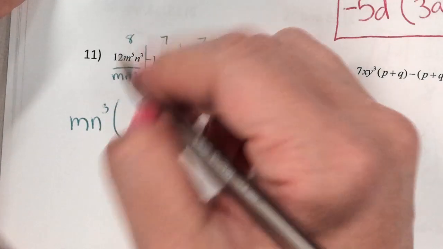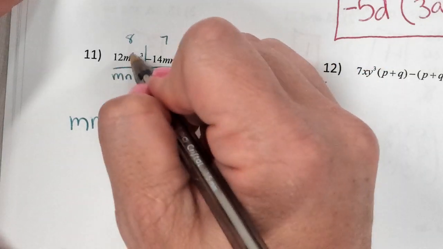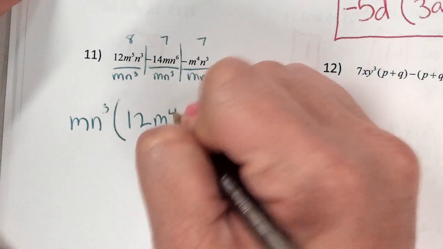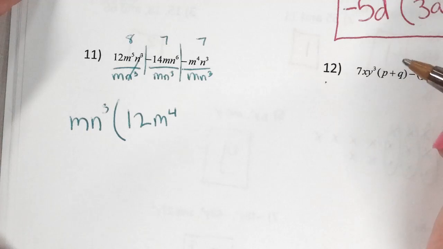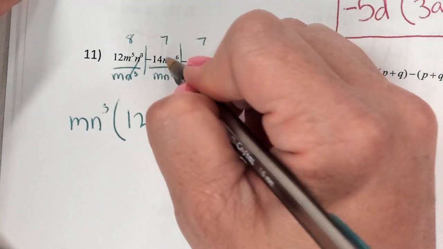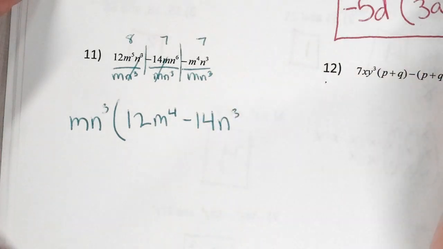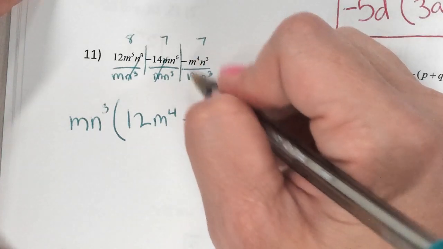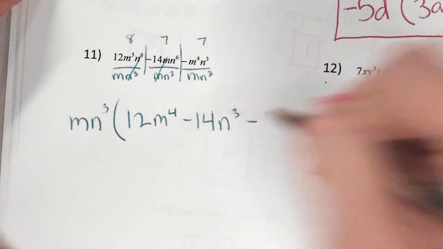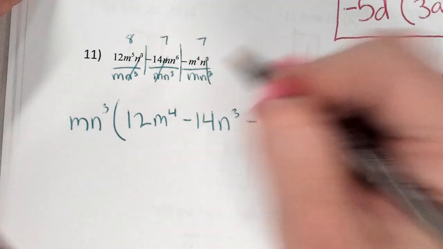Okay, so again, your coefficients are going to stay the same because we didn't take anything out. 5 minus 1 is 4. 3 minus 3 is 0 n's. Okay, negative 14, well, that just stays negative 14. The m's cancel. 6 minus 3 is 3. Negative divided by a positive is a negative. 4 minus 1 is 3. And then the n's cancel.